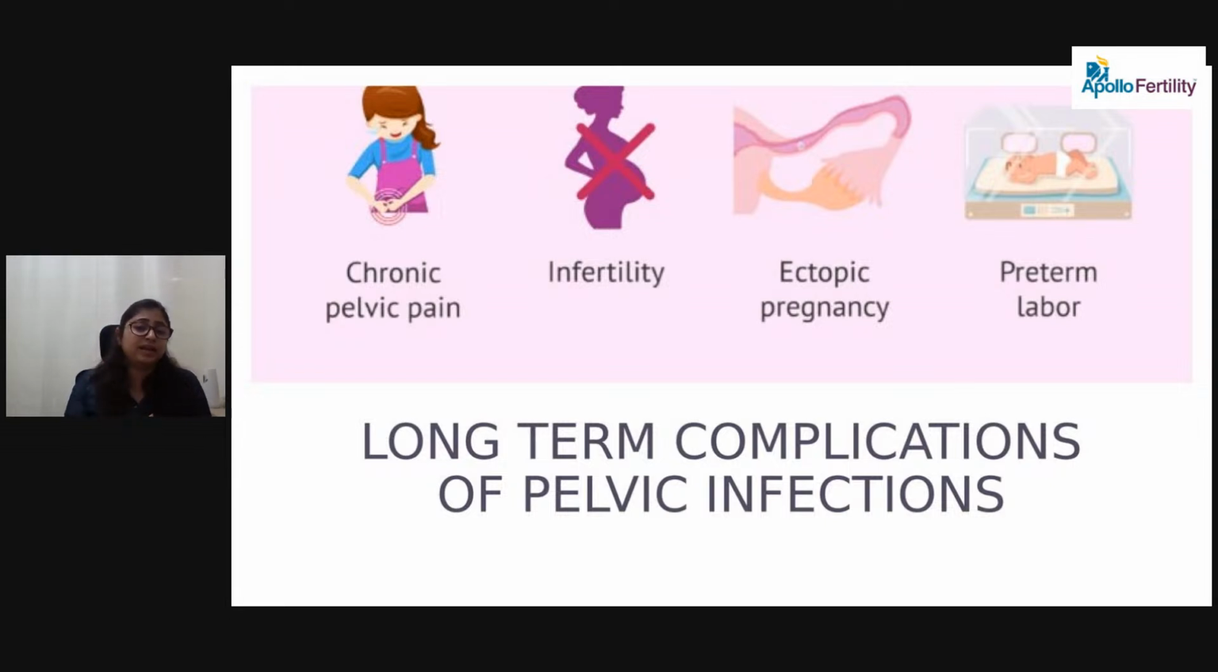Many times if pregnancy happens, the tubes are so much damaged that they don't let the embryo pass through, so it gets implanted inside the tube, and it leads to ectopic pregnancy. And many times, if everything goes well and pregnancy also happens, and the neck of the womb, the cervix, is involved or has inflammation, it can later lead to preterm labor, that is delivery before the full term of 9 months. So these are the long term complications which can happen.